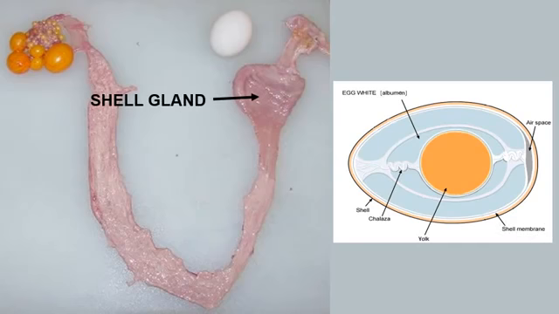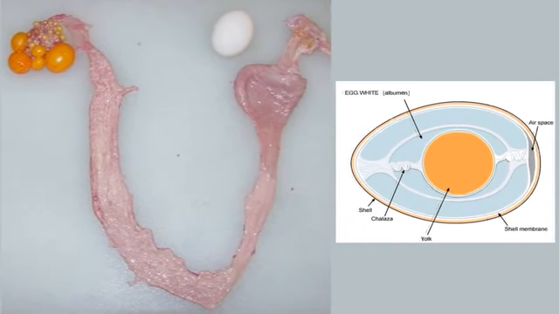The last major part is the shell gland, also called the uterus. The shell is added in the shell gland. This is where most of the time is spent in the assembly of an egg. It can take about 20 hours for the shell to be completed. If the shell is going to have a color, like you see with brown-shelled eggs, the pigment is added here. There is no difference in the making of a brown-shelled or a white-shelled egg except for the addition of the pigment in the shell gland.